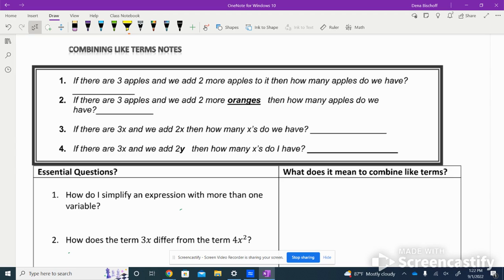Did you already put it away? Keep it out, Walter. Keep it out. I want you to look at it. Okay. So let's combine some like terms.